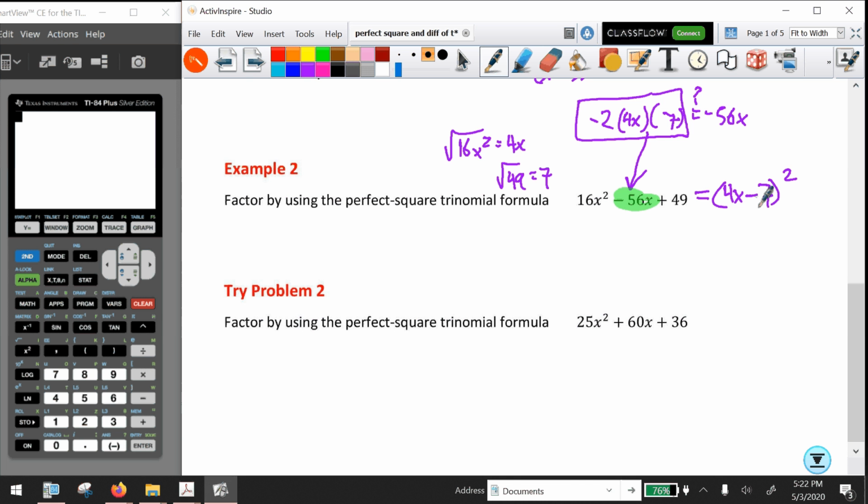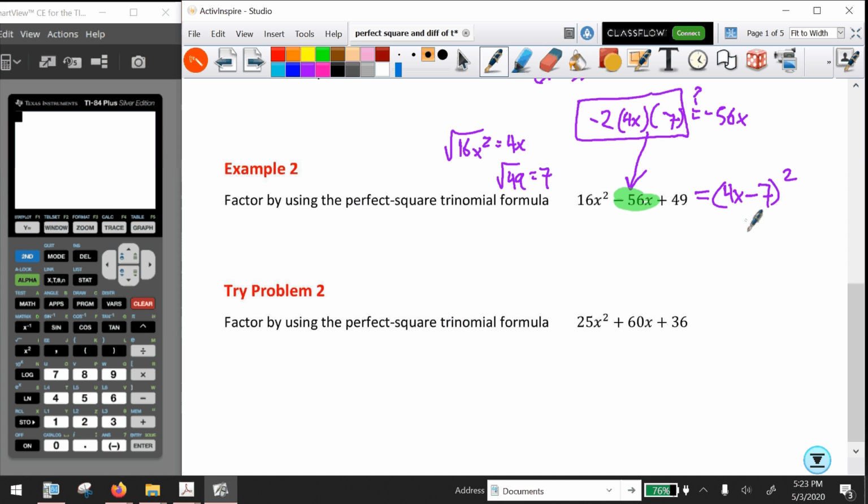That was much easier than what we usually do, the factoring by grouping method. Really, it just involved taking the square root of 16x squared, putting that answer there, take the square root of 49, put that answer there, put this sign in the middle, and then we're done. Why don't you go ahead and try problem number 2. You can pause the video, try it, and then resume the video and check your work.